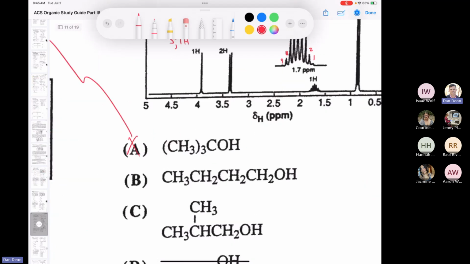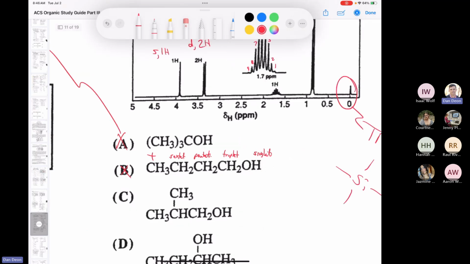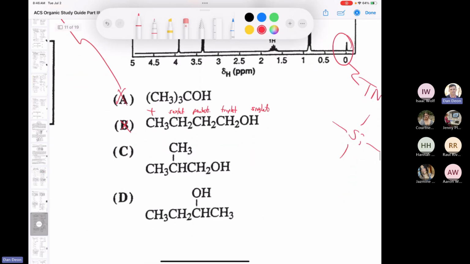If you start looking at the multiplicity in B, this would give you a triplet. This would give you a sextet because it's coupled to 5. This one would give you a pentet, which we don't have. This one would give you a triplet. And this one would give you a singlet. So this is obviously not it because we don't have any triplets. We don't have any pentets in our compound.